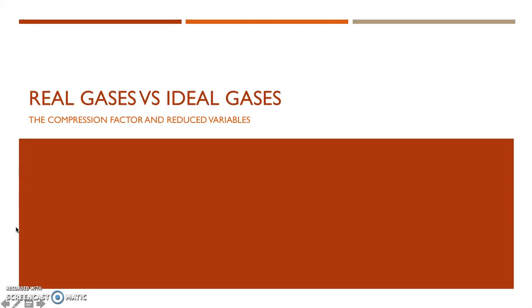For lab this week, we're going to be dealing with real gases and comparing them to ideal gases. How do they behave? Is there some way that we can generalize how real gases behave? So we'll be looking at the compression factor and also using reduced variables.